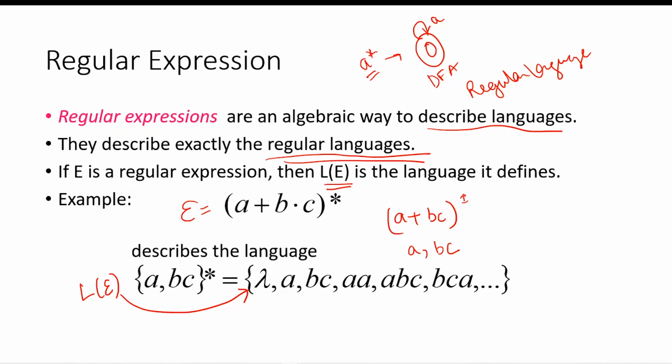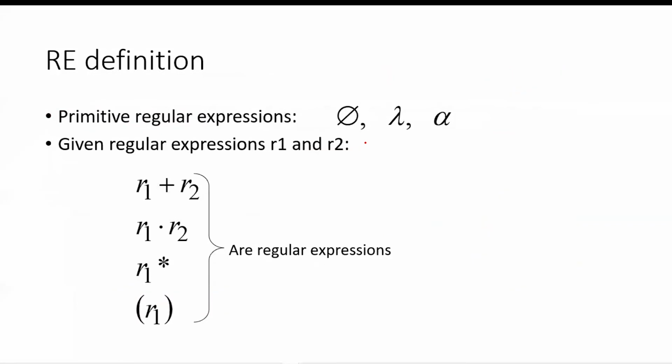If I raise this to a power of 2, it becomes two strings. Take A from here and BC from here, so it will be ABC. Or take BC from here and BC from here, which gives another string in this language. In the same way, you can raise this to the power of anything. Don't worry about it. Again, I will start from the very basics, so this is the basic that I'm talking about.